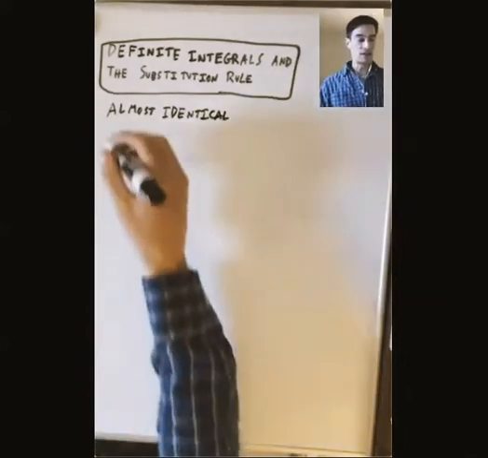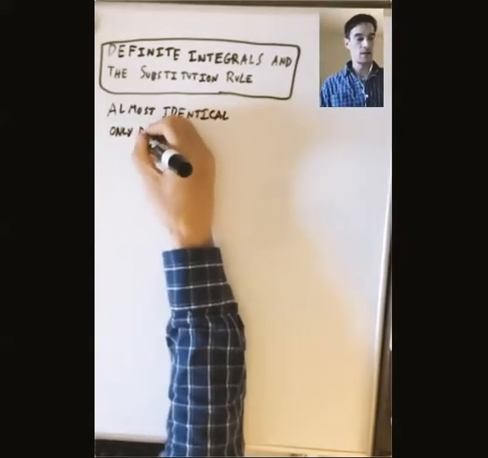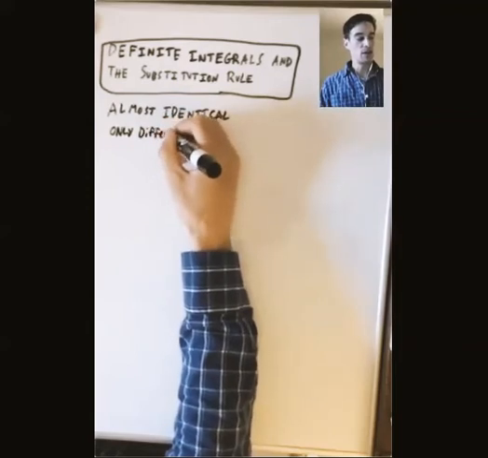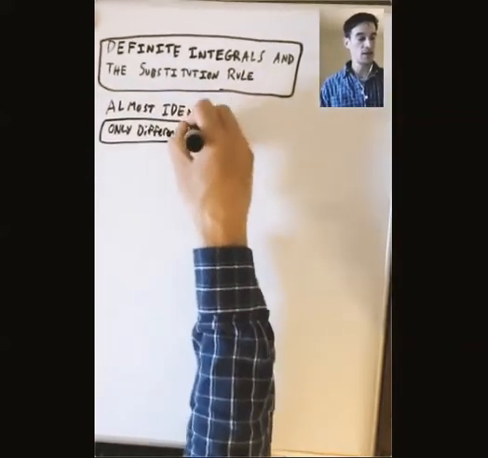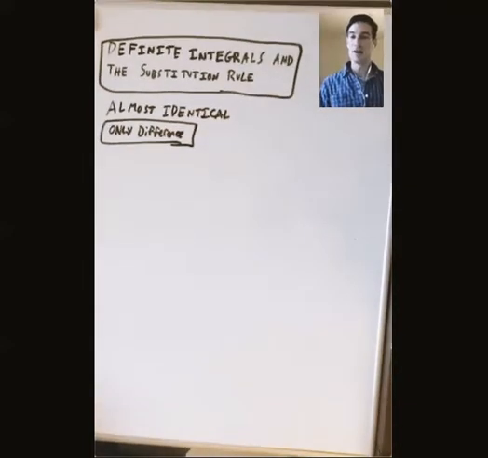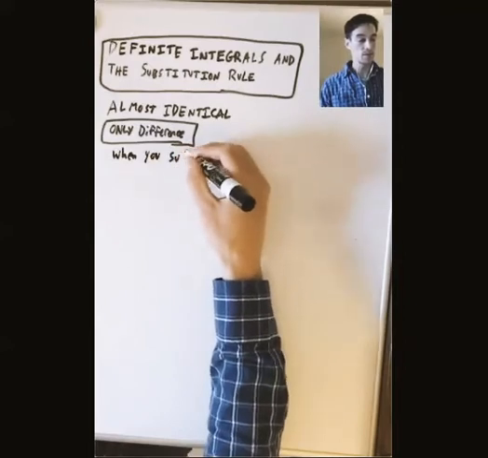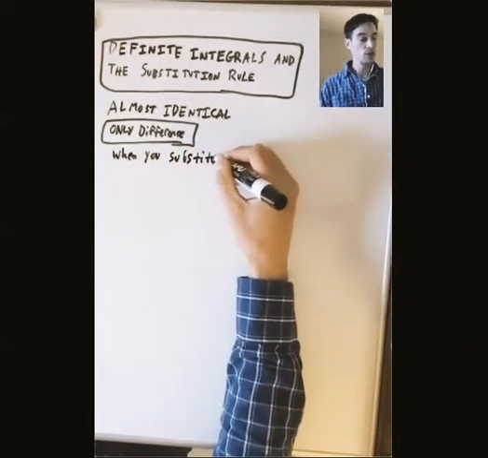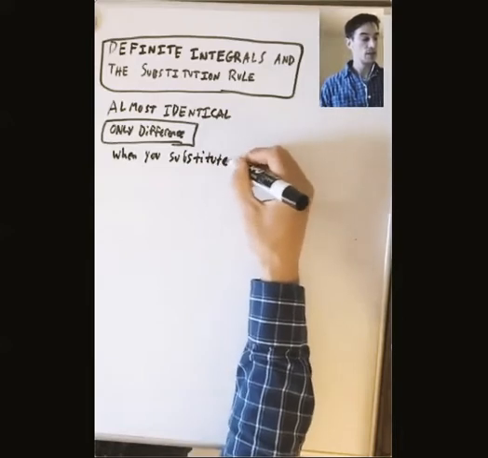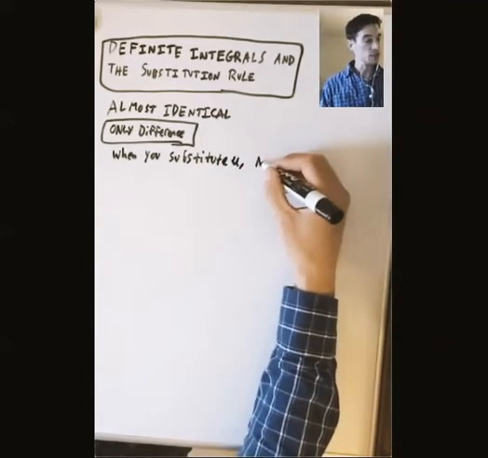There's one big difference. With a definite integral, you have endpoints. You're looking at the integral of some function f of x dx from x equals a to x equals b. And that's important. You're looking from x equals a to x equals b. But when you do the substitution rule, you're changing your variable from x to u. So the only difference is when you substitute u, these endpoints will change. Substitute u, you need to adjust the endpoints.